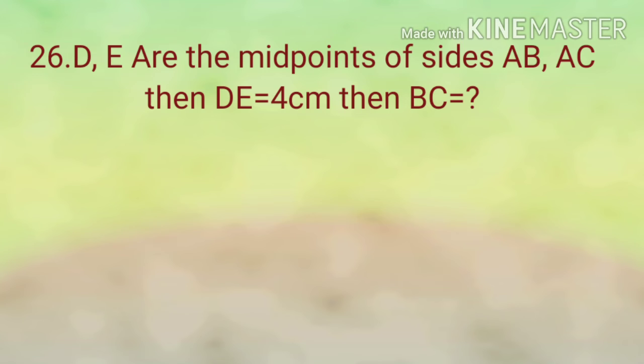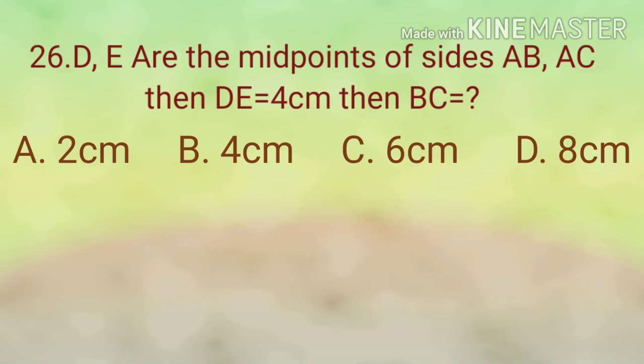Next problem: if D and E are the midpoints of sides AB and AC, DE is equal to 4 centimeters. What is BC? Here are the options.